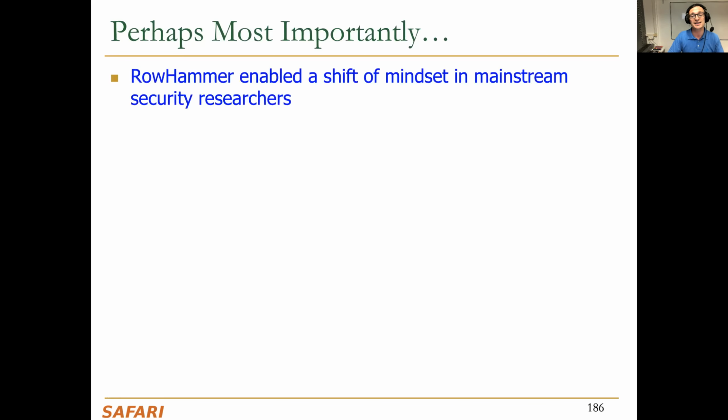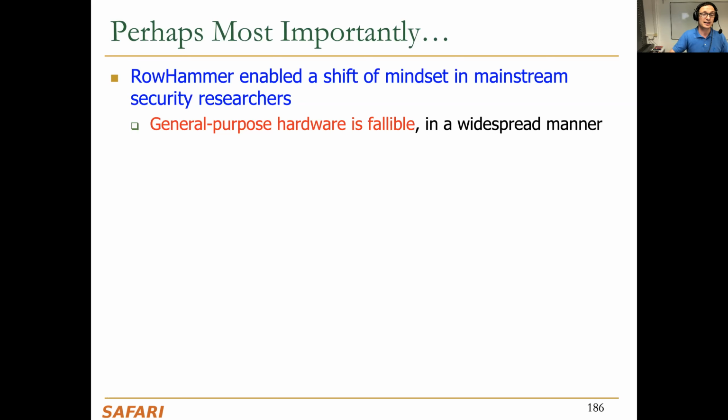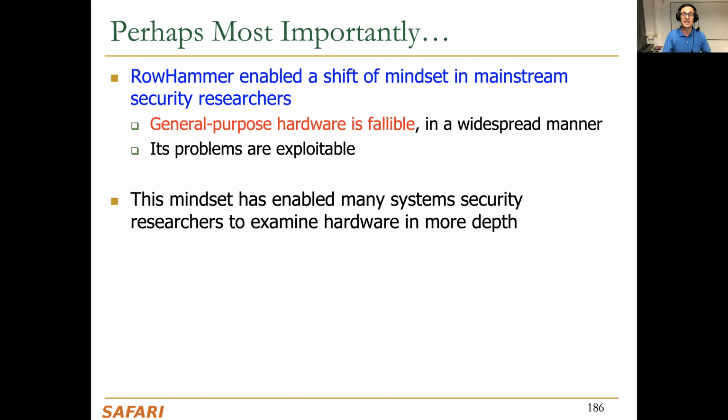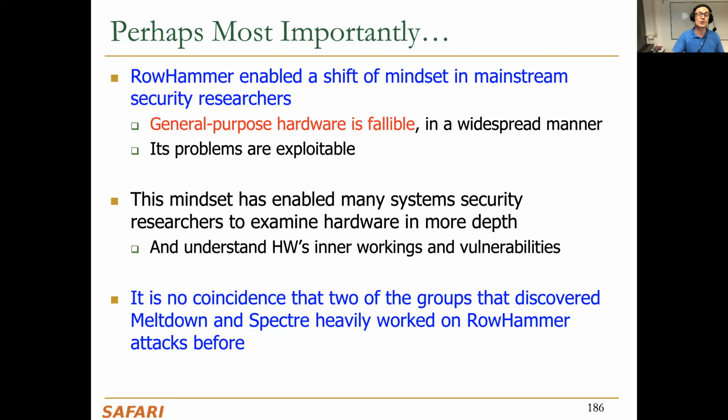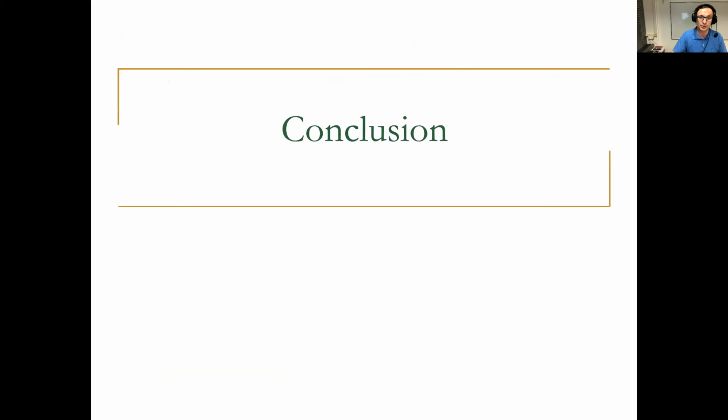Most importantly, I think this shift of mindset in mainstream security researchers was instigated by the fact that general purpose hardware is fallible in a widespread manner. Its problems are exploitable. And this mindset has enabled many system security researchers to examine hardware in more depth and understand the hardware's inner workings and vulnerabilities. And I believe it's no coincidence that two of the groups that discovered Meltdown and Spectre heavily worked on RowHammer attacks before. And I believe there's more to come in hardware security, including memory security as well.